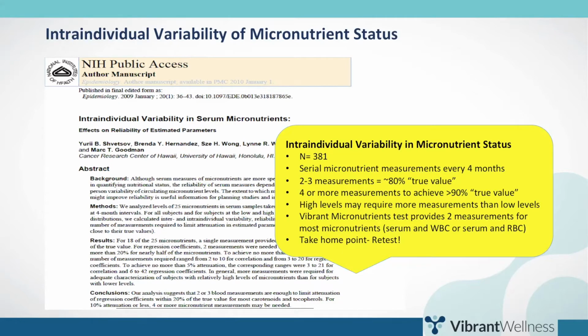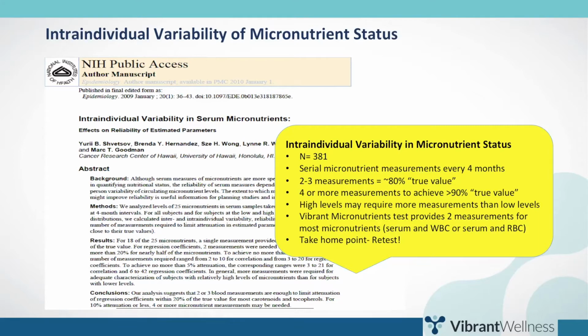However, if you had 2 to 3 measurements, it was predictive of about 80% of the person's true value or their normative status. If you have 4 or more measurements, then you really can achieve about 90% of the true value. And for me, this was kind of a light bulb moment. And I looked at it in the context of macronutrients.